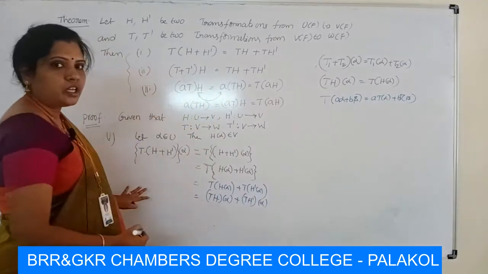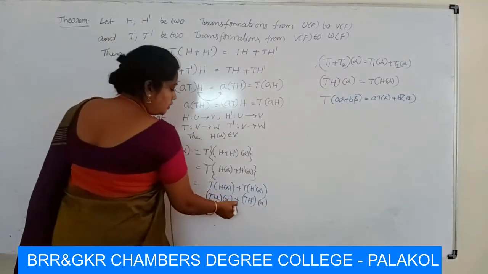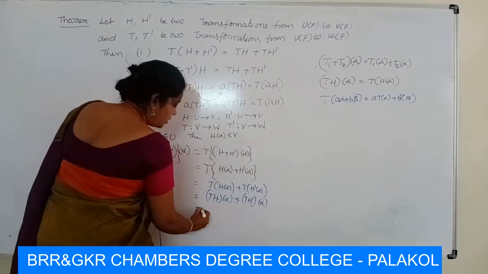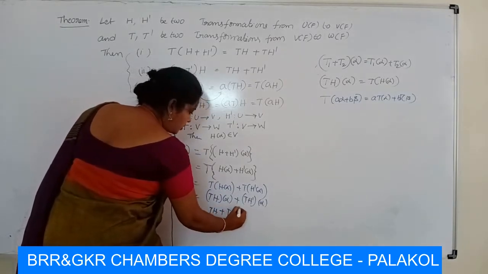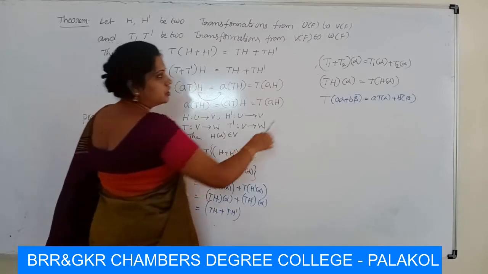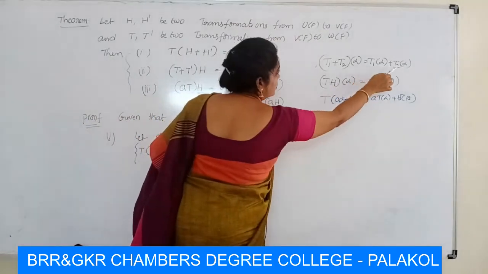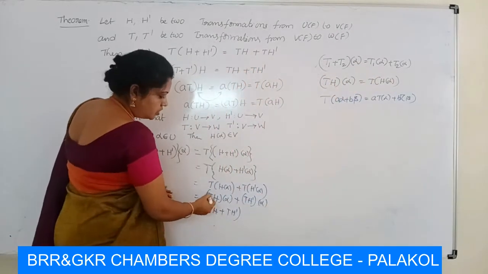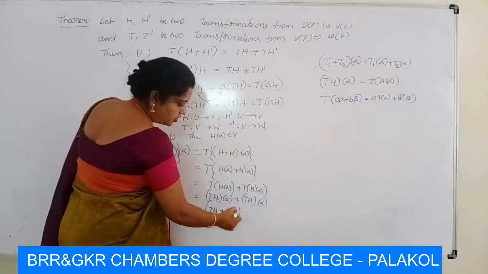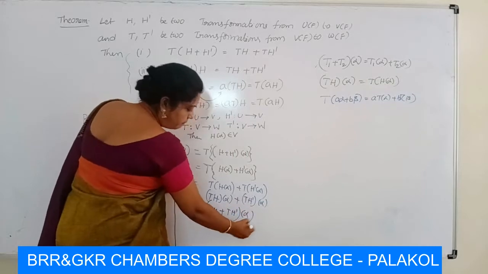Here alpha is an arbitrary element, and the two functions are the same. Therefore TH plus TH dash is a sum of the transformations. So T1 of alpha plus T2 of alpha can be written as T1 plus T2 of alpha. So this is also TH plus TH dash of alpha.